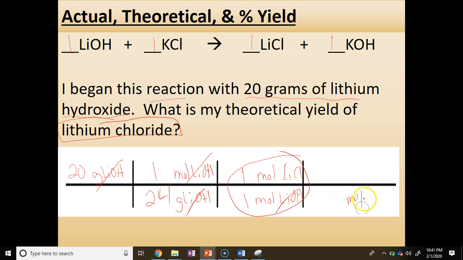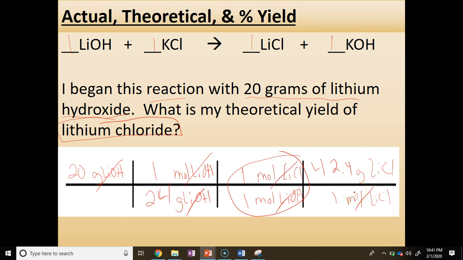But we need to get to grams. So moles of LiCl to grams of LiCl. Right, 1 mole, and then we're going to look up our mass on the periodic table, and that is 42.4, and then moles is going to cancel out.